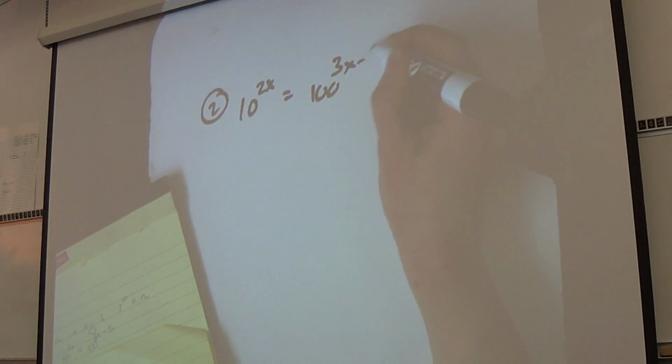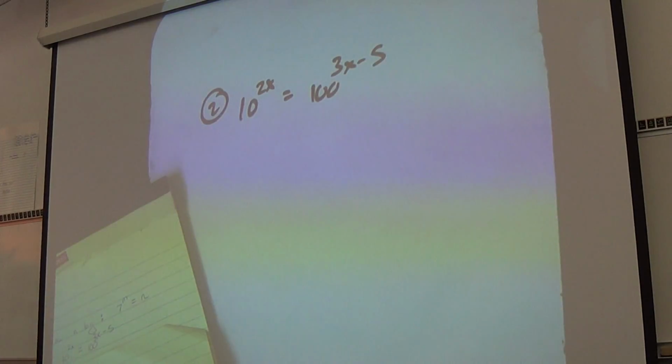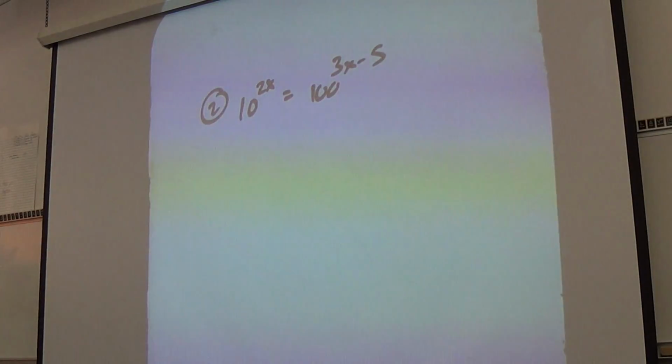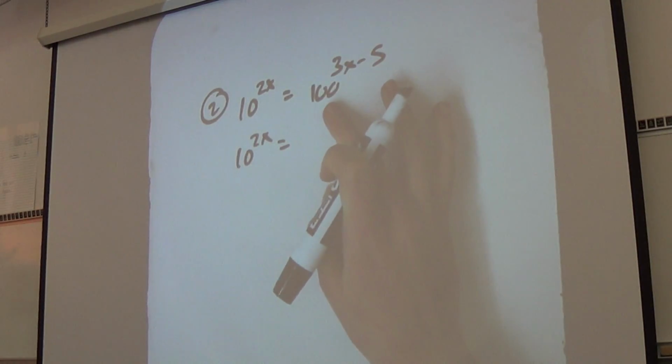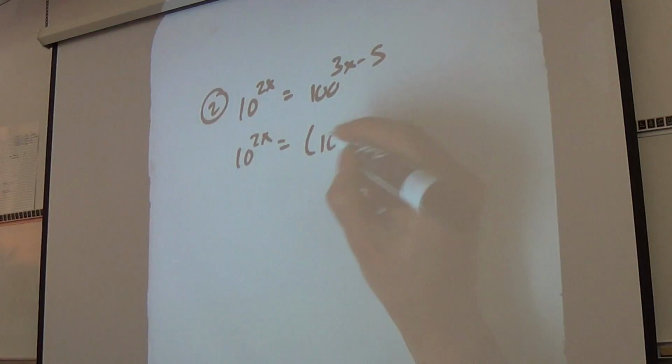All right, number 2. How do I do number 2? I have to make my bases the same. So what's the base that I can create? 10. So 10 stays. What replaces the 100? 10 squared. Good.